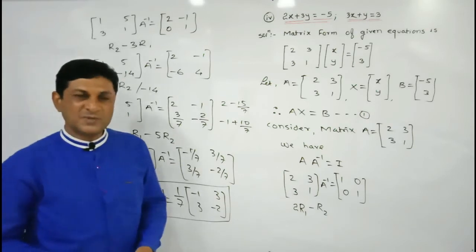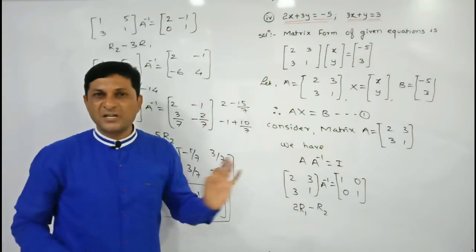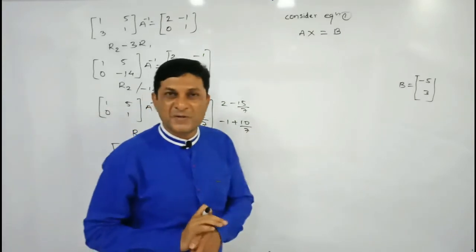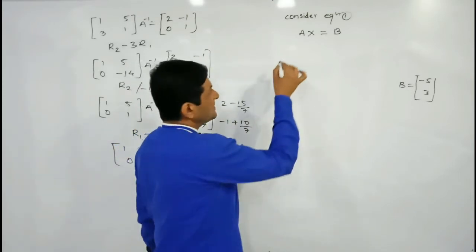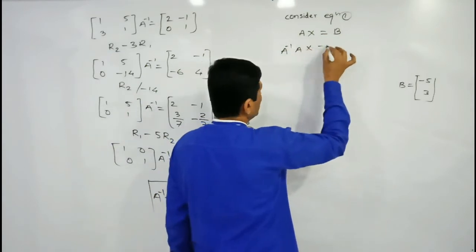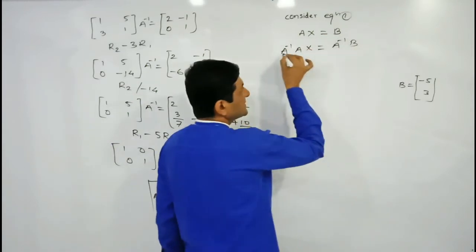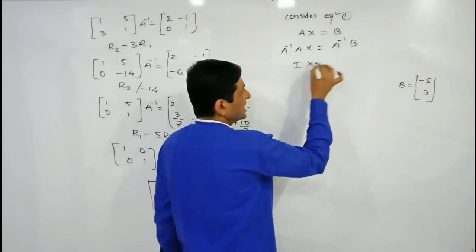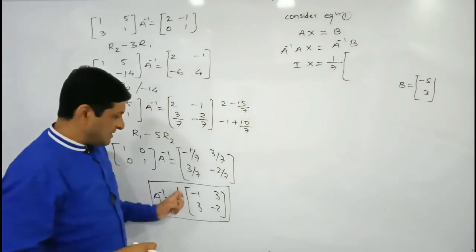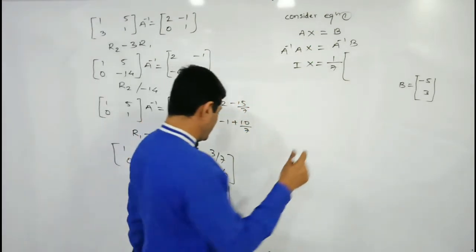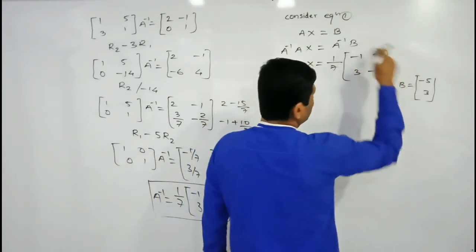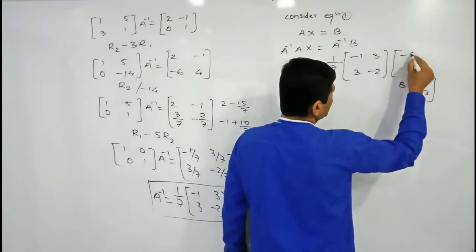Once the inverse is known to us, again consider equation number first and multiply both sides of this equation by A inverse. I am multiplying both sides of this equation by A inverse. So A inverse into Ax will be equal to A inverse into B. On this side, A inverse into A will be I. Keep x as it is. A inverse I am replacing by its value. Just now we have got the value of A inverse, 1 by 7, and what are the elements of this matrix? Minus 1, 3, 3, minus 2, into B, and the elements of matrix B are minus 5, 3.